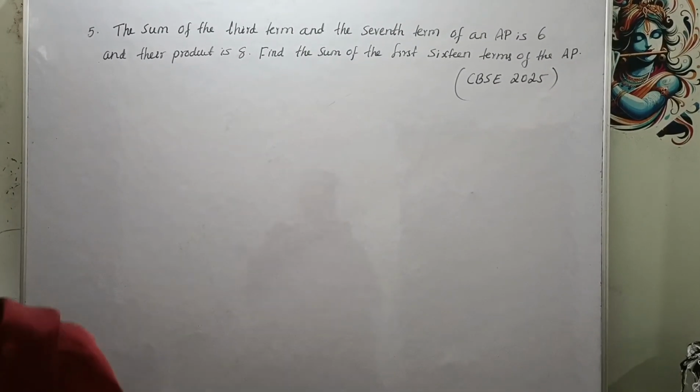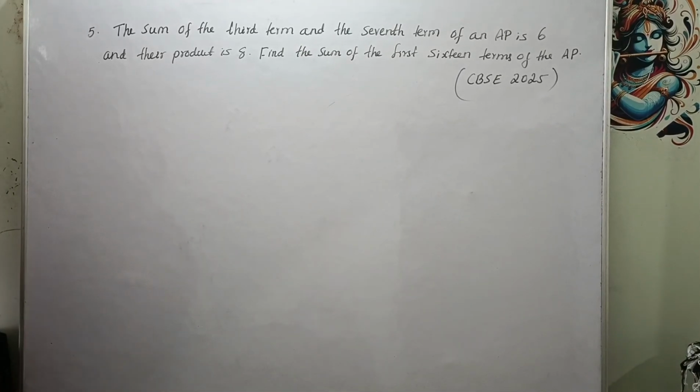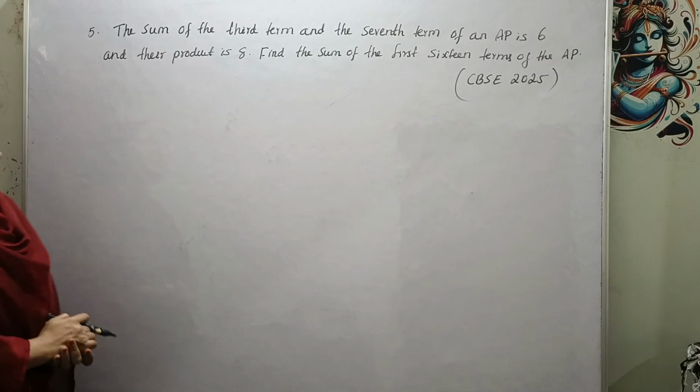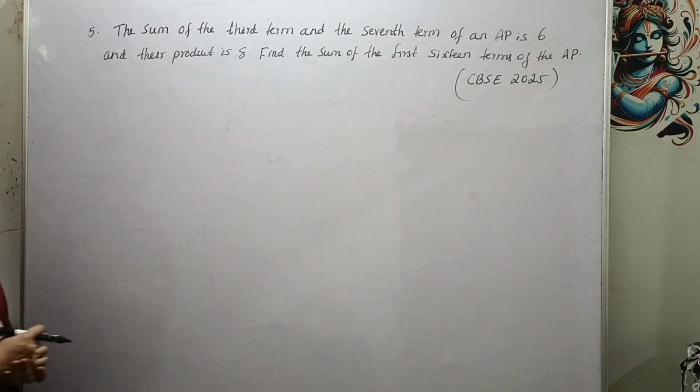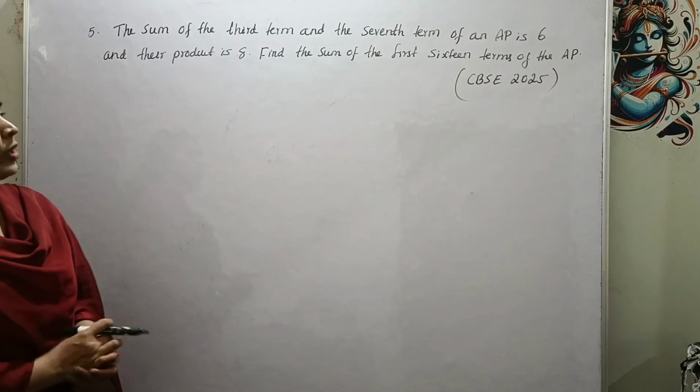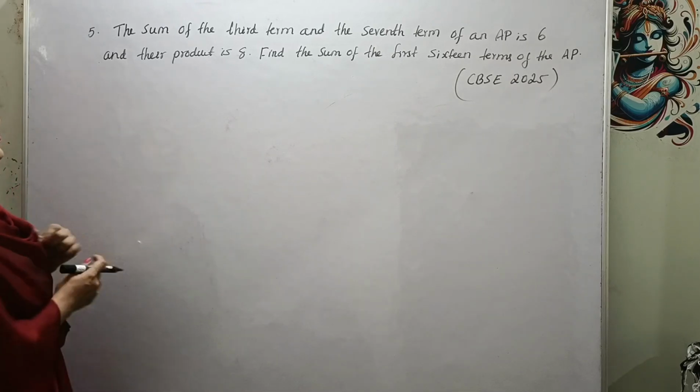Look at the last year question paper question. The sum of the third term and the seventh term of an AP is 6 and their product is 8. Find the sum of the first 16 terms of the AP. Okay, first of all, let's write what are given.